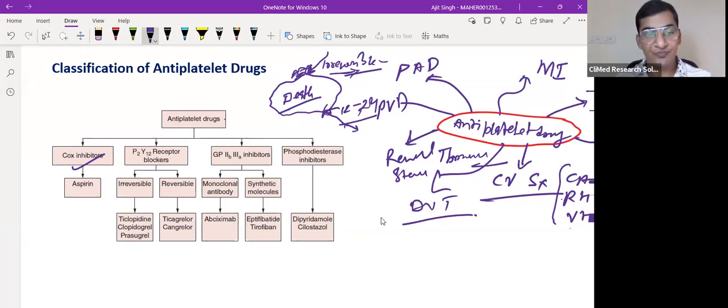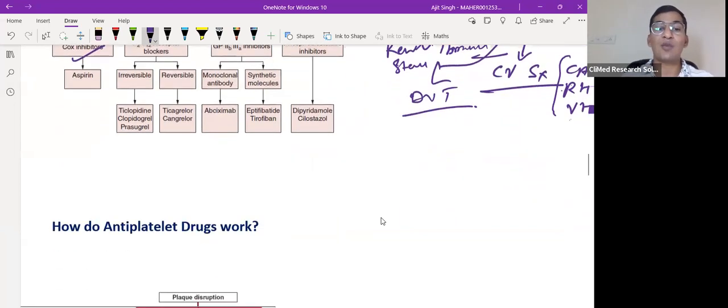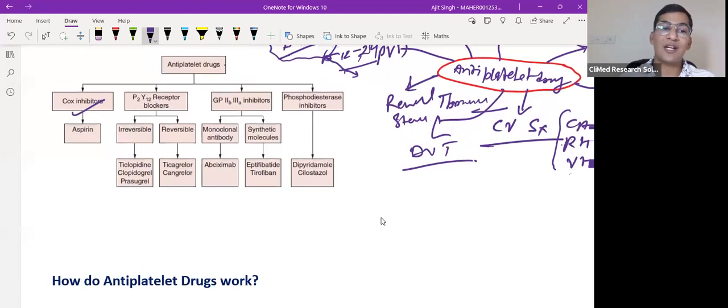So the first generation drugs were ticlopidine and clopidogrel. Ticlopidine was not so useful, but clopidogrel was very useful, and clopidogrel is the first generation drug. Second generation is prasugrel, and these are the third generation drugs, or the latest generation.